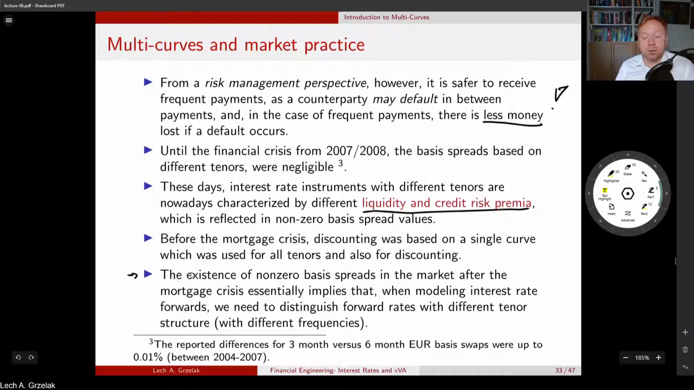Maybe one more point here. The existence of non-zero basis spread in the market after the mortgage crisis essentially implies that when modeling interest rate forwards, we need to distinguish between different tenors. So if you see a swap with a 3-month tenor or 6-month tenor, it should be also for you a red flag that you should not take one curve for both swaps, but those swaps should be priced with different yield curves.